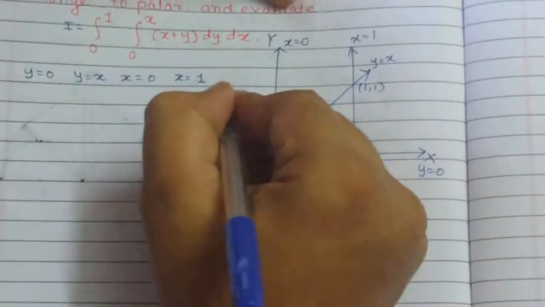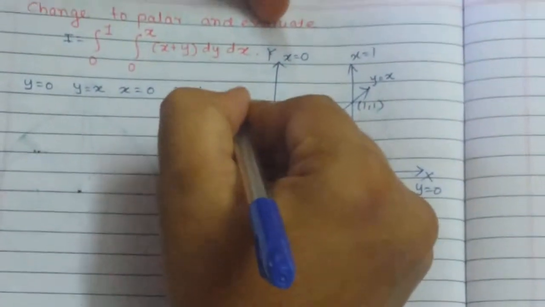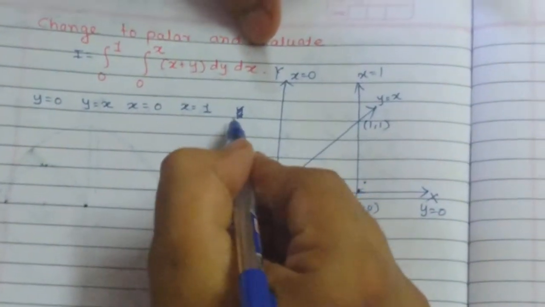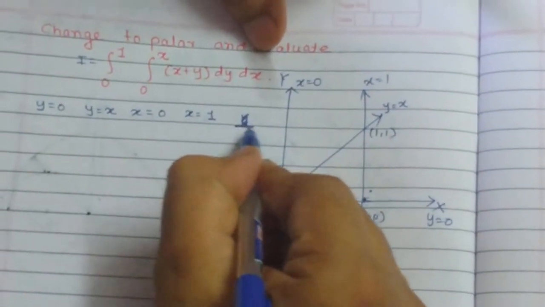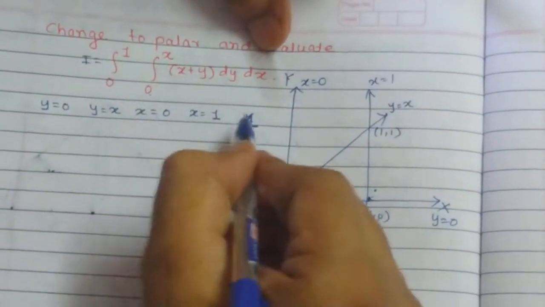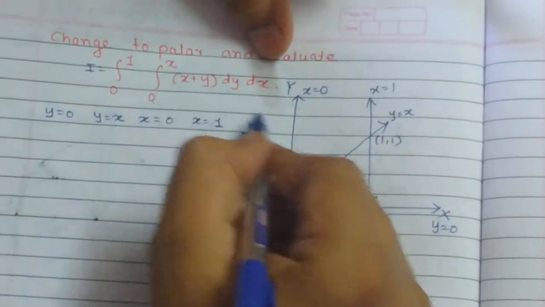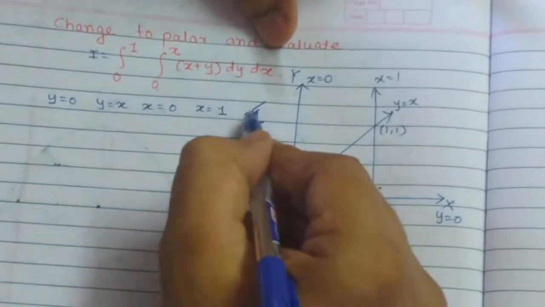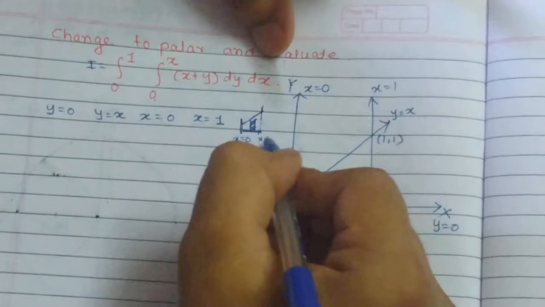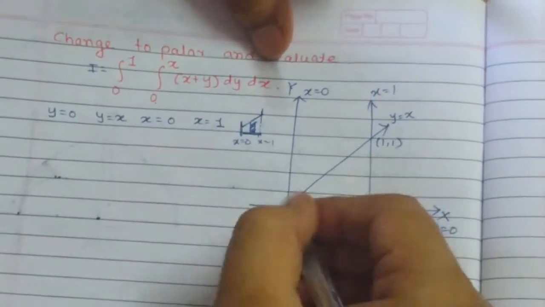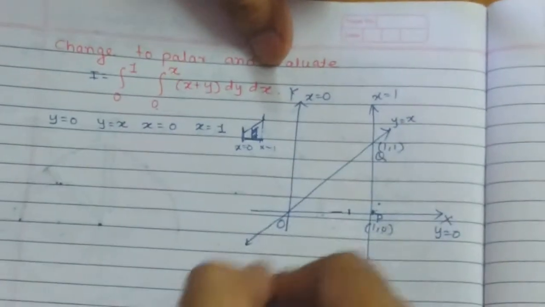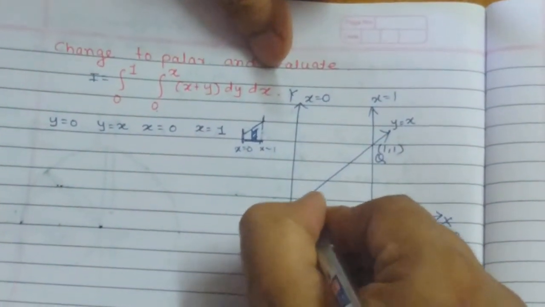Now just observe that your inner limits are of y, hence we have a vertical strip which has its lower end at y equal to 0, that means the x-axis, and at the upper end we have the line y equals x, and the strip moves from x equal to 0 to x equal to 1. This is possible only in this triangular region OPQ. So this is our region of integration.